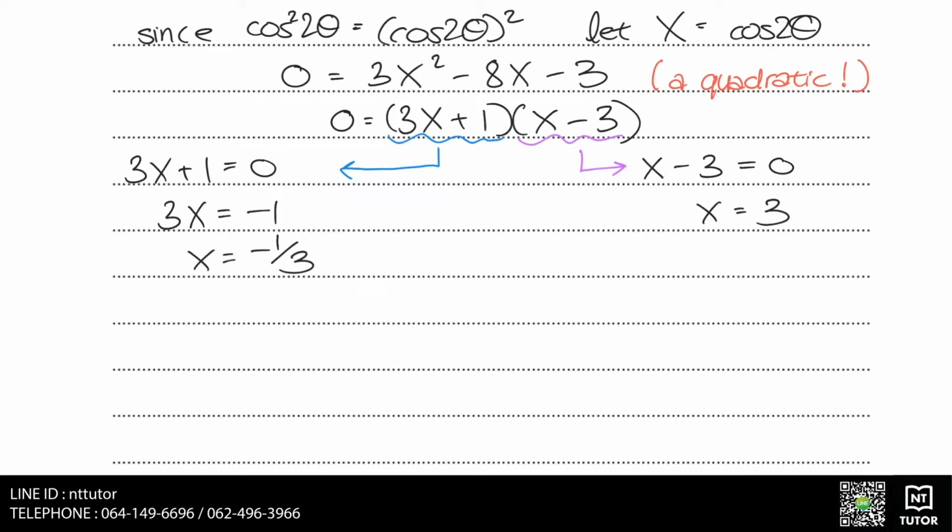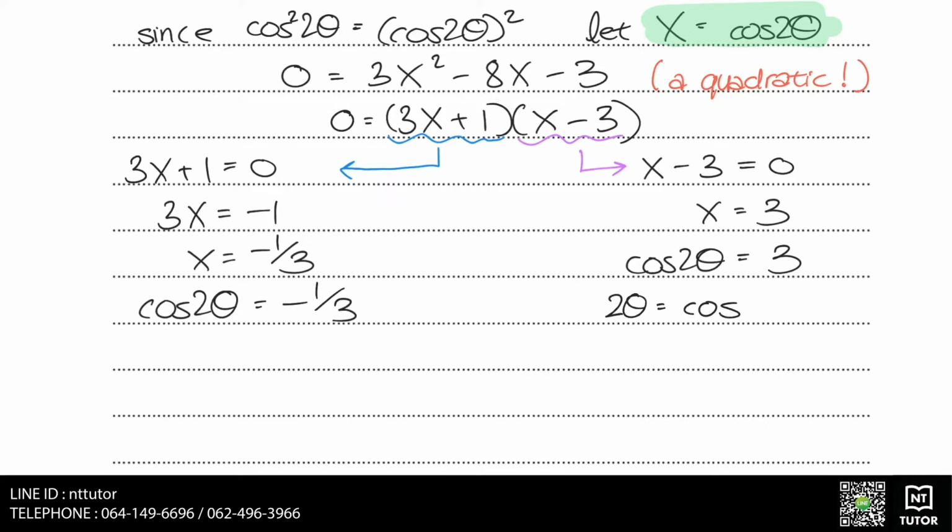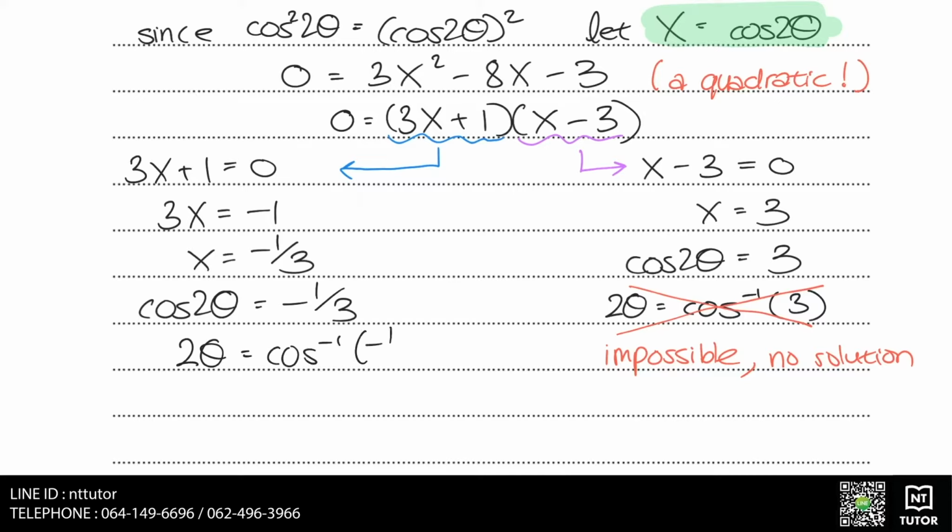After solving it like a quadratic, we have two answers for x, or two answers for cos 2 theta, which is our x, as minus 1 over 3 and 3. However, cos 2 theta equals 3 is impossible, as values for sine and cos are only between minus 1 and 1. This means that we only have one value for cos 2 theta, which equals minus 1 over 3. To find 2 theta, we can do the inverse cos of minus 1 over 3, which gives us 109.47.